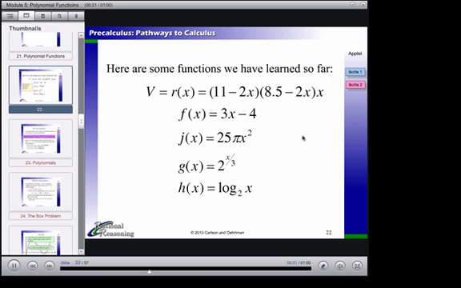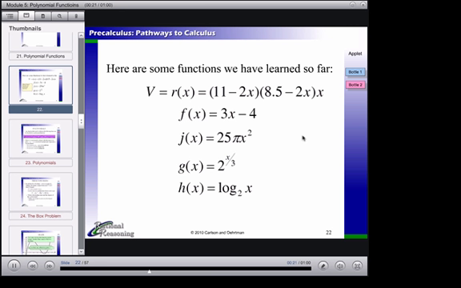Okay, here are some of the functions we talked about so far. Does the first one look familiar? V equals R of x. Remember what that one was? 11 minus 2x, 8.5 minus 2x times x. That was the box from an 11 by 8.5 piece of paper, right?